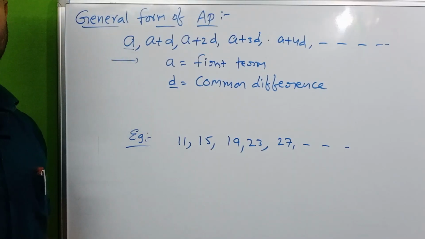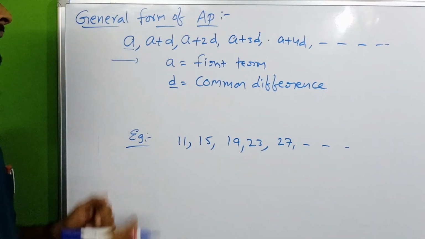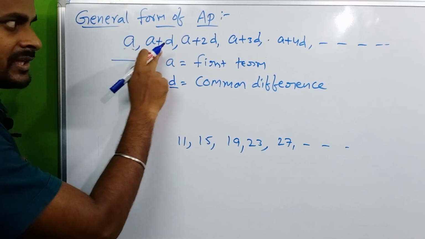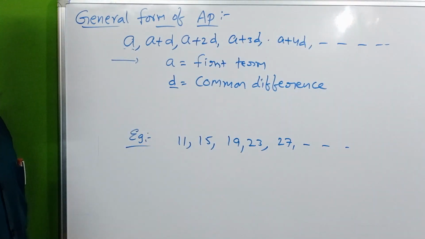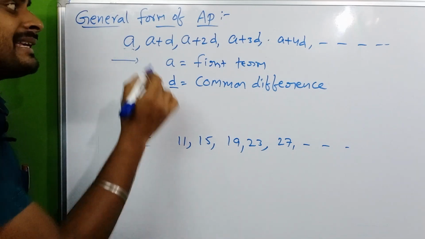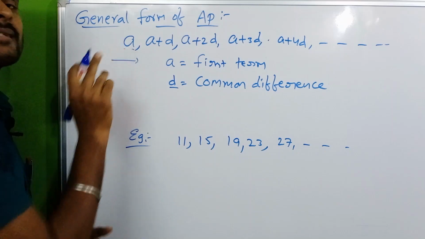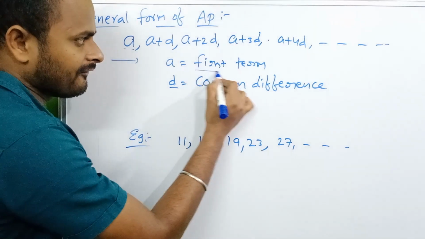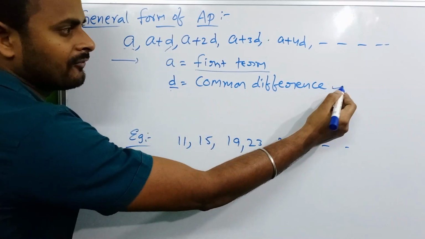General form of AP. What is the general form of arithmetic progression? The general form of AP is a, a plus d, a plus 2d, a plus 3d, a plus 4d, like that. Means arithmetic progression is formed by using this formula. Okay, so here a is called what? a is called the first term and d is called the common difference.